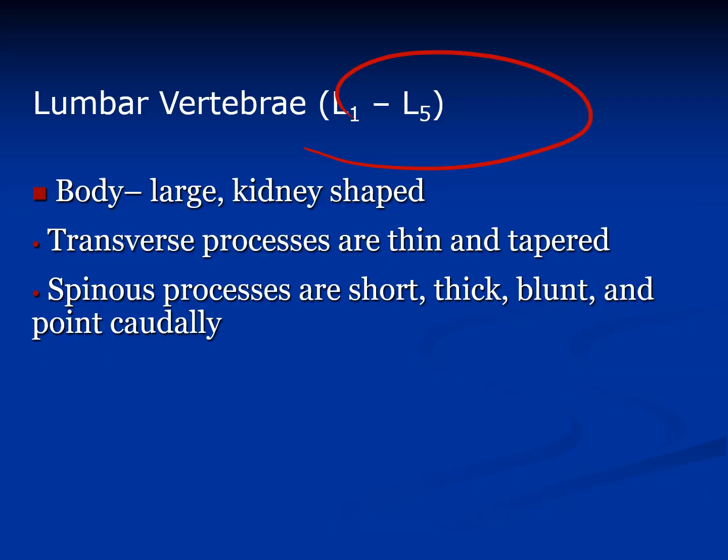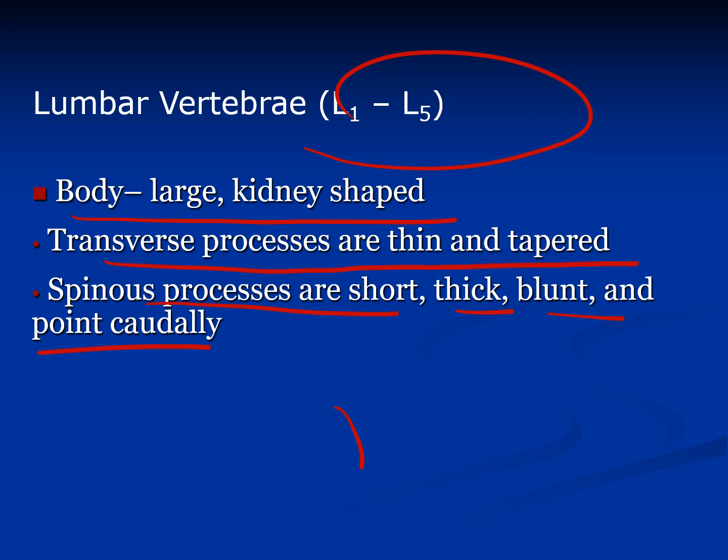For the lumbar, we have L1 to L5. Usually the body is large, kidney shaped. The transverse processes are thin and tapered, and the spinous processes are short, thick, blunt, and point caudally. This is very important to differentiate between the lumbar vertebra and the thoracic.